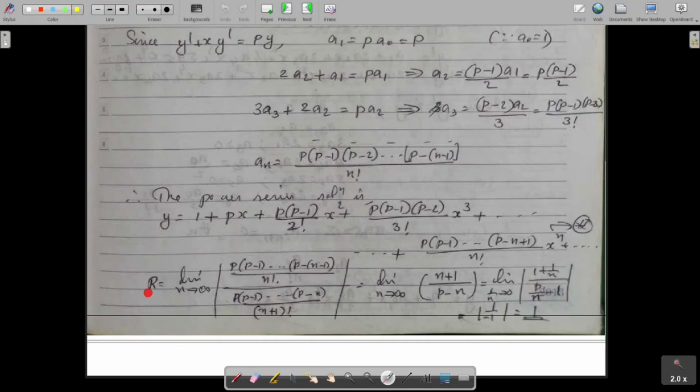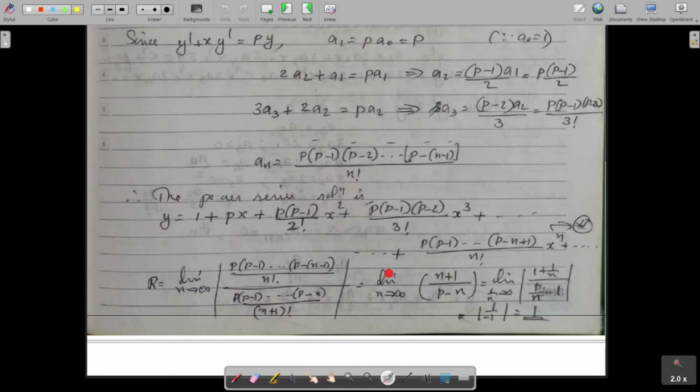What is the formula? R equal to limit n tends to infinity modulus of an by an plus 1. an is p into (p minus 1) etc. (p minus (n minus 1)) by n factorial. an plus 1 is p into (p minus 1) into etc. (p minus n) divided by (n plus 1) factorial. So n factorial cancels here. So we have n plus 1 going to the numerator. Here p into (p minus 1) etc. (p minus (n minus 1)) cancels. Here the term remains as p minus n. So what remains is limit n tends to infinity (n plus 1) by (p minus n).